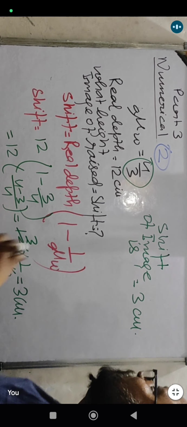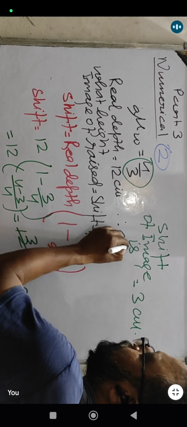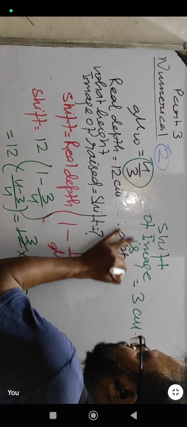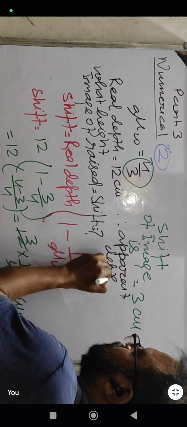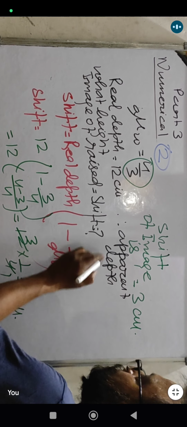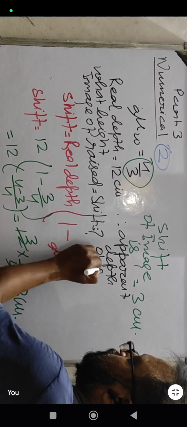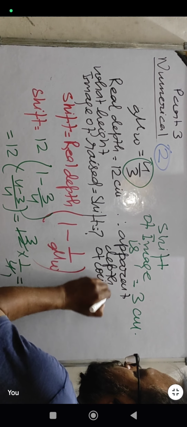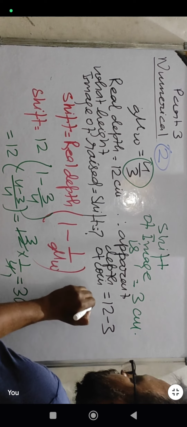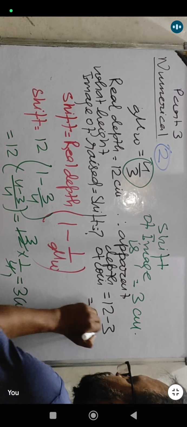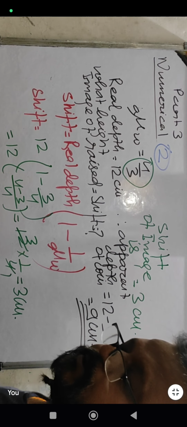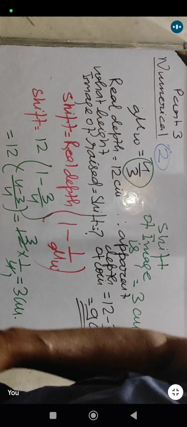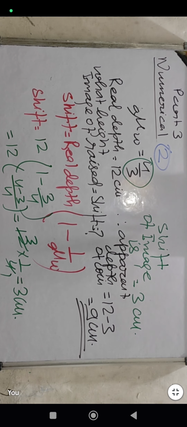Therefore, the apparent depth of the coin is equal to 12 minus 3, which becomes 9 centimeter. Getting? So this much you have, right? This much we have for today.